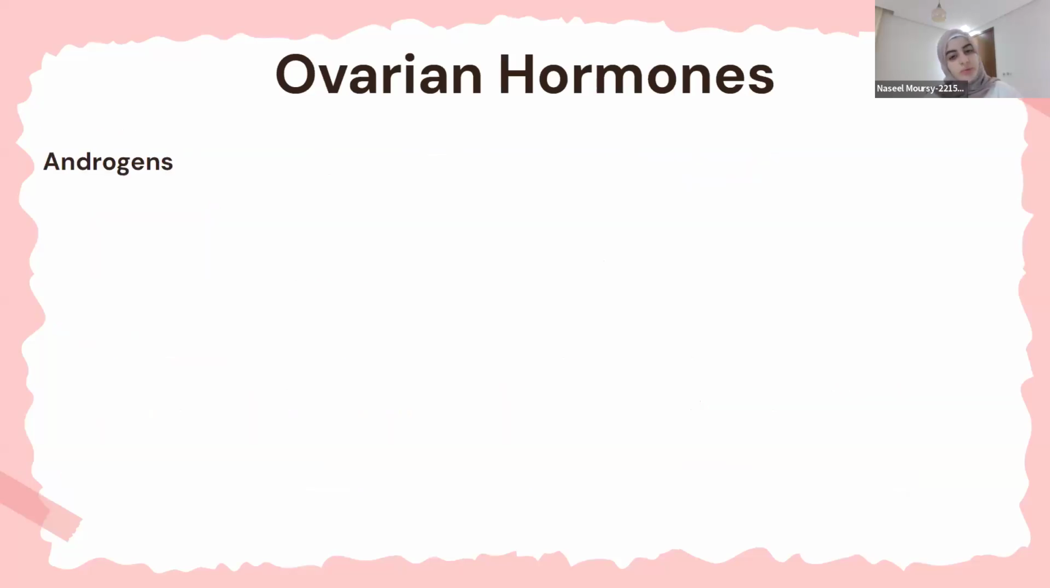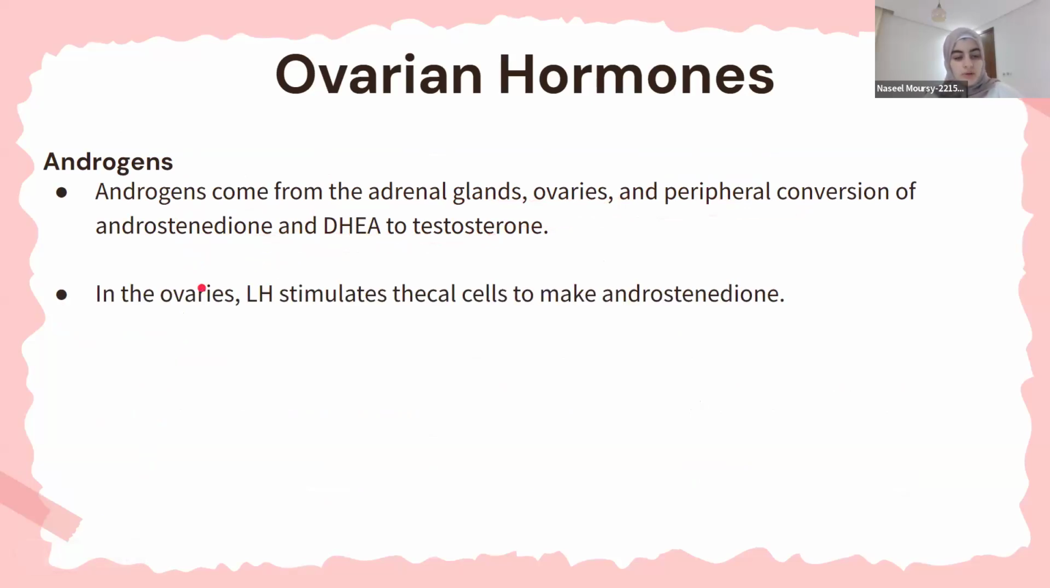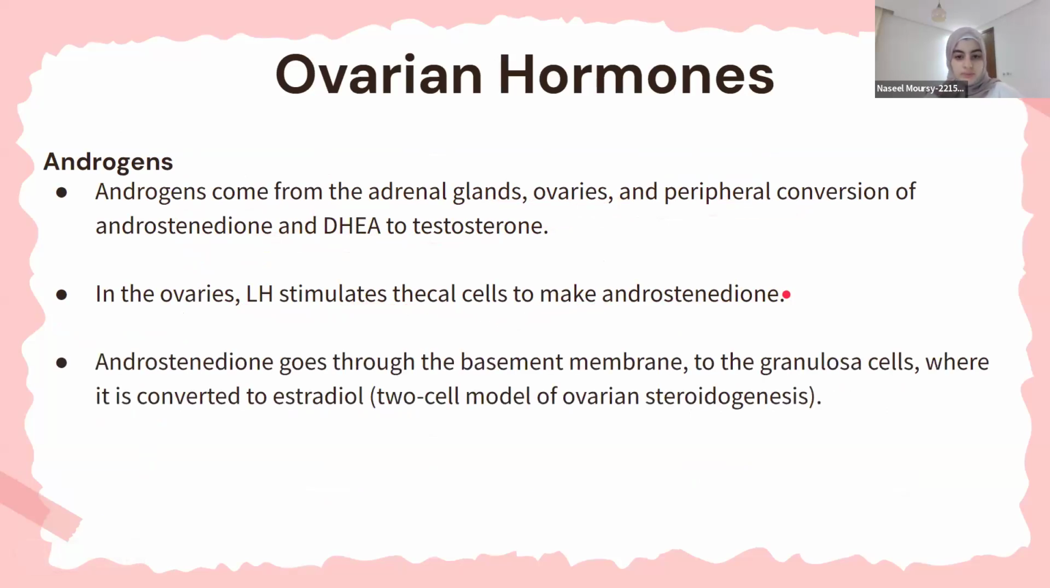Next, we have androgens. We will be focusing a bit on androgens here because there's this whole two-cell model thing. It seems scary, but it's fine. Androgens come from the adrenal glands, the ovaries, and from peripheral conversion of androstenedione and DHEA to testosterone. That's just some general talk. Now, in the ovaries, LH stimulates thecal cells to make androstenedione. We've already mentioned that. Androstenedione then goes through the basement membrane to the granulosa cells, where it is converted to estradiol. And this is where we talk about the two-cell model of ovarian steroidogenesis.